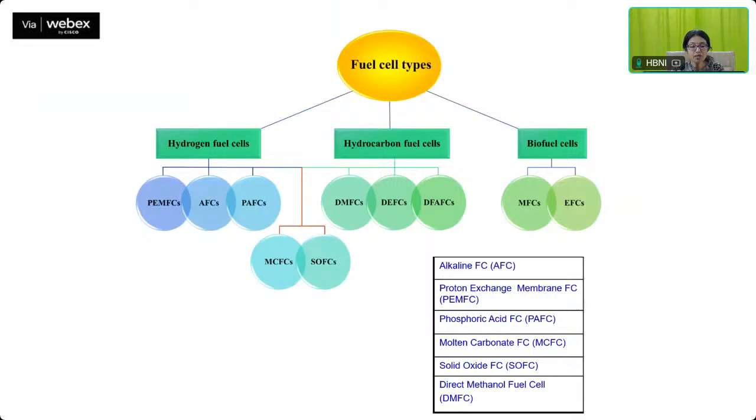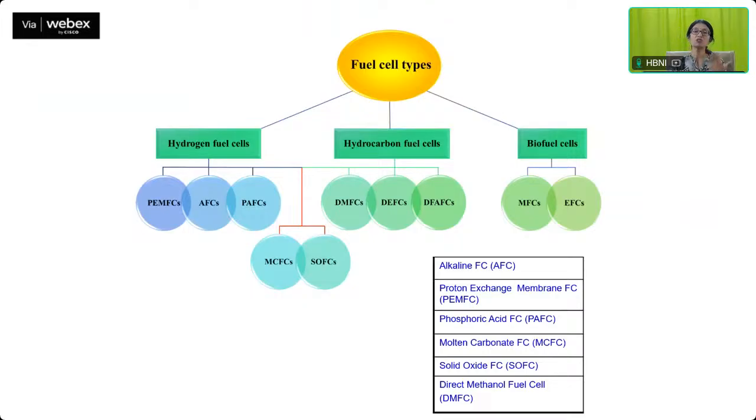Now again, we will see what the differences among the fuel cell types are. First, the hydrogen fuel cells. Which ones among all these different fuel cells use hydrogen? One is the proton exchange membrane fuel cell, in short form known as PEMFC. Then you have AFC, which is nothing but the alkaline fuel cell. That also is a hydrogen fuel cell.